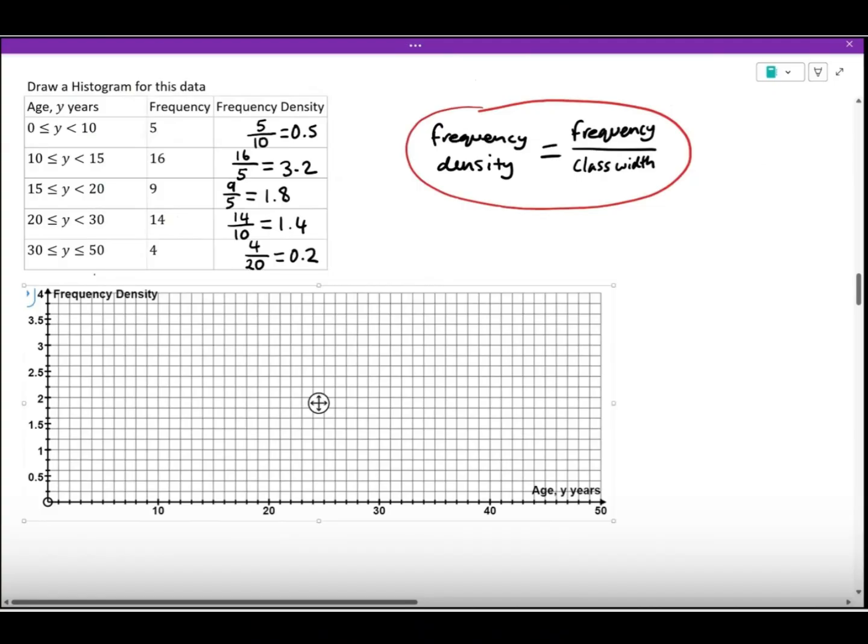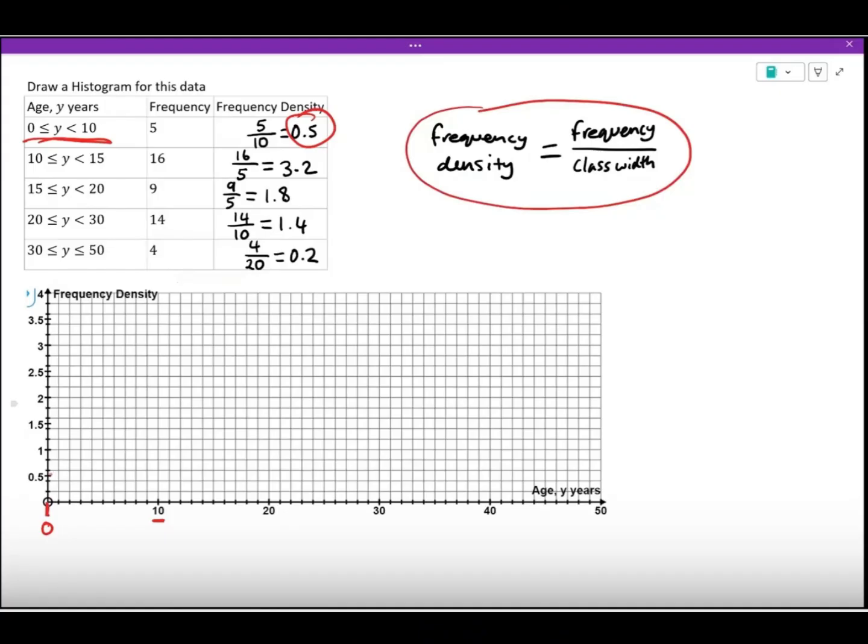On my axes, we have frequency density on the y-axis, and the x-axis is our data values, which in this case are years. Let's look at our first class, which is 0 to 10. I'm going to identify 0 on my x-axis, which would be over here, and then 10, which is over here. That's going to be the width of my bar. The height of it is going to be 0.5, which is clearly indicated on my y-axis.